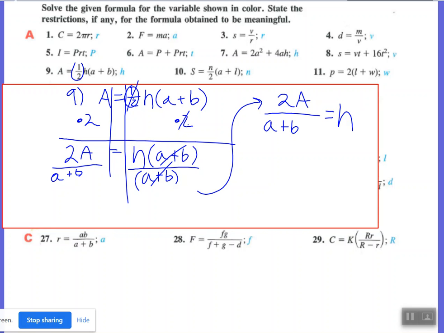Could you say for the restrictions a plus b can't equal 0? Yes, that's exactly where I'm going with that. A plus b cannot equal 0. That is absolutely right. Now, another way you could have written that is a cannot equal -b. So that's just saying that a and b cannot be opposites, because when you add opposites together, you get 0.